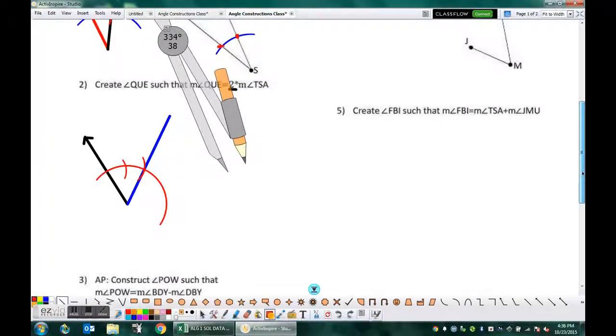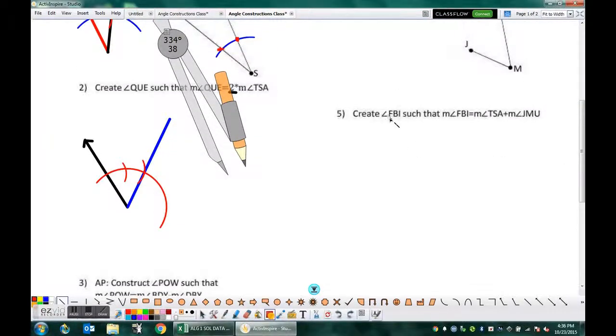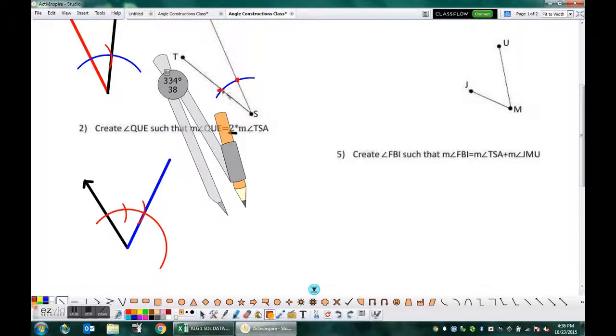Now for angle 5, we're going to create angle FBI, so that FBI is the addition of both TSA here and JMU. Okay, same step to start out with. I've got to draw my ray.